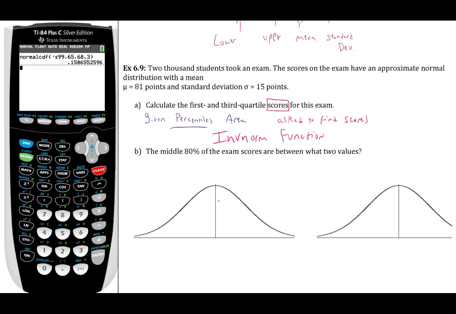So on my picture, we know that the mean is 81. The standard deviation is 15. We want to find the first and third quartile scores. Well, we know from prior lessons that the first quartile is the same thing as the 25th percentile. The 25th percentile just means that we're trying to find the test score that has 25% of the others to the left of it.